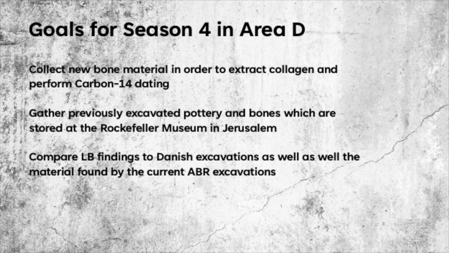So again, a continual goal is to collect new material. Up to 3,000 bones have been found in Area D thus far, so we're not doubting that we're going to find more bones and hopefully gather carbon-14 dating, extract collagen for that so that we can get a better idea of the chronology or the dating of that area, as well as gather previously excavated pottery and bones which are currently stored at the Rockefeller Museum in Jerusalem.